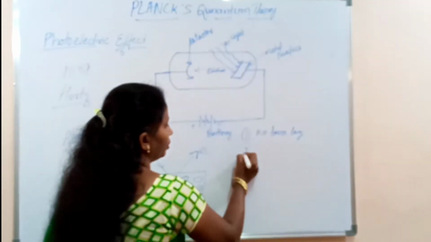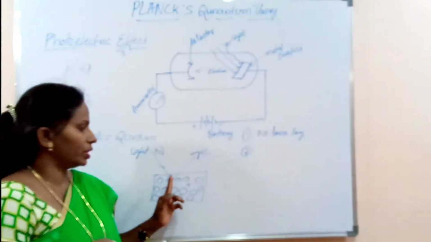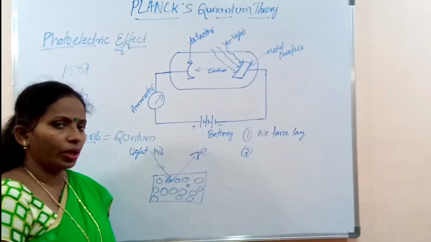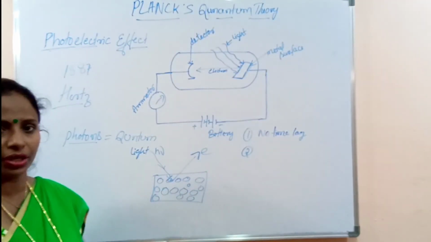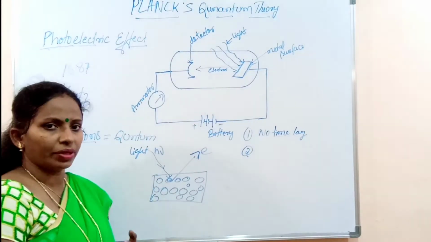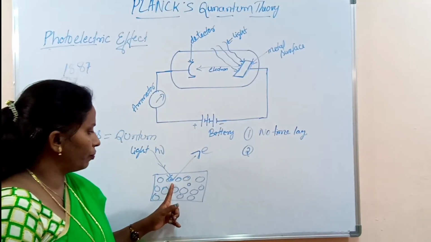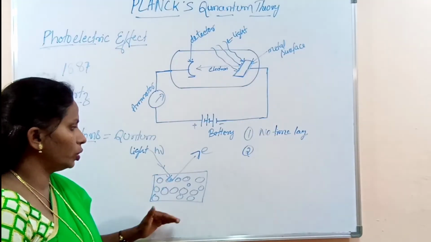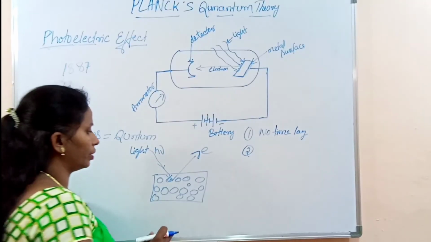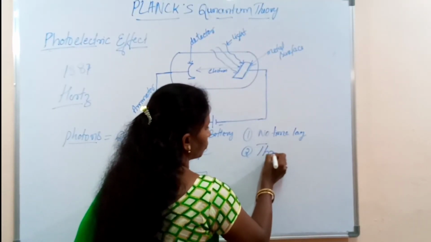The second point: the incident radiation should have a minimum frequency. Below that there is no ejection of an electron, or no photoelectric effect. There should be a minimum frequency for each metal, and radiation of at least that frequency must be incident on the metal surface. Below that there is no ejection of an electron. That frequency he called the threshold frequency.